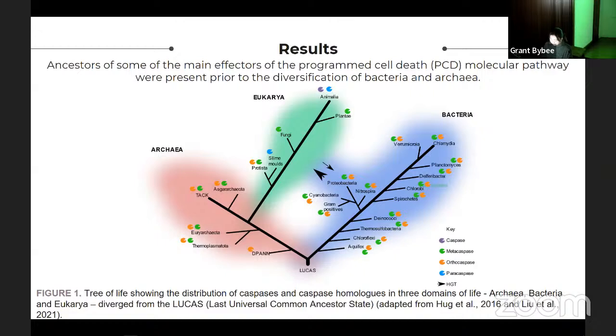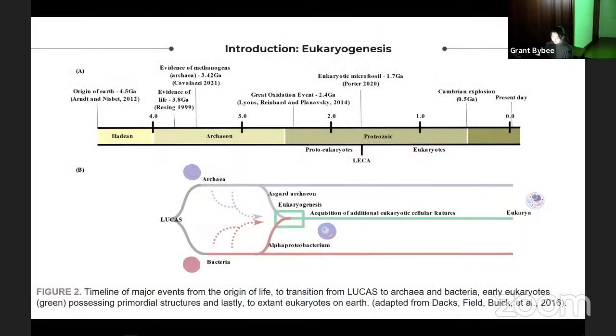Second of all, we found that these ancestral PCD effectors may have been initially associated with cell survival rather than cell death, which later was co-opted to be part of the PCD molecular pathway and incorporated as a conflict-mediated mechanism for eukaryogenesis.